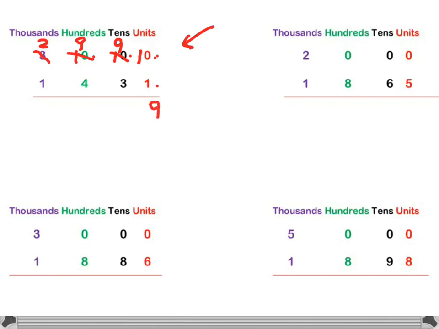Right, let's do our tens column. 9 minus 3 is 6. Let's do our hundreds column. 9 minus 4 is 5. And then we look at our thousands column. 2 minus 1 is 1. So it wasn't so bad in the end.